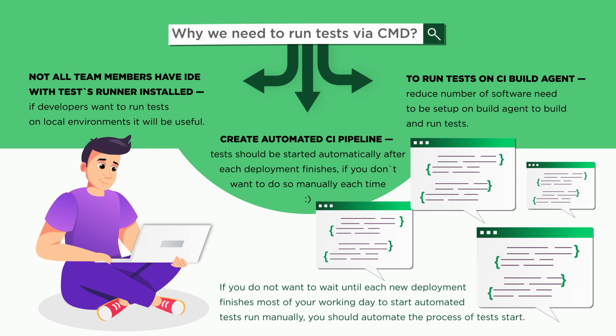to start the automated tests run manually, you should automate the process of test start. This can be done only via a trigger on your CI agent, which in its turn understands only commands represented as console commands. So, to make the deployment process of your web application's API fully automated, you should be able to run the test via the command line.